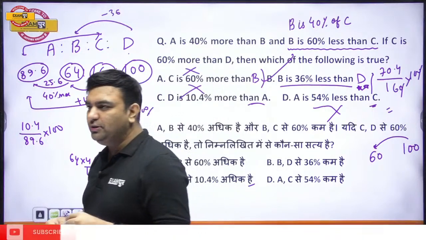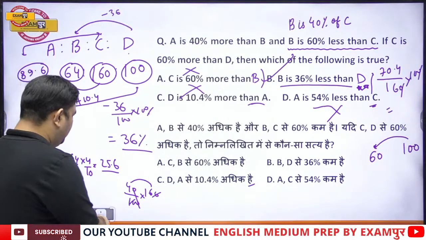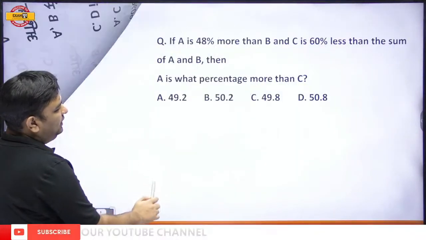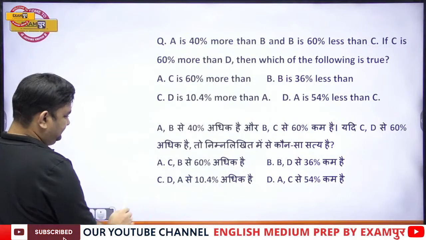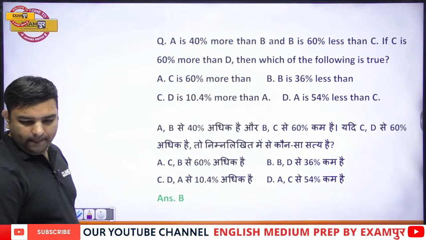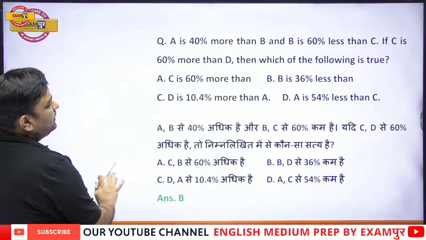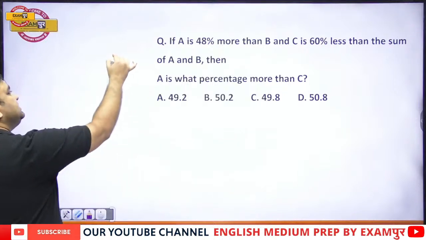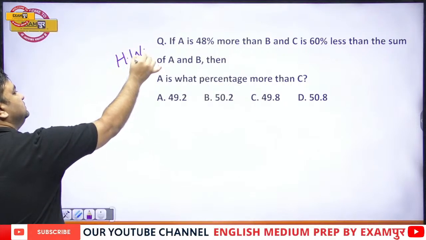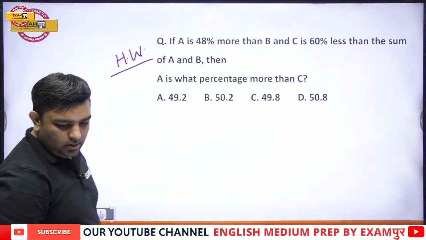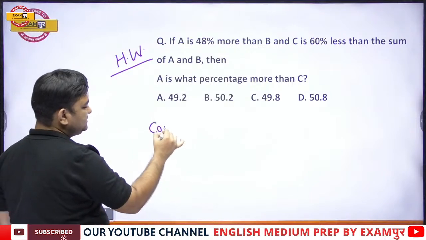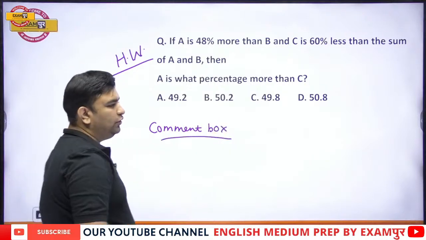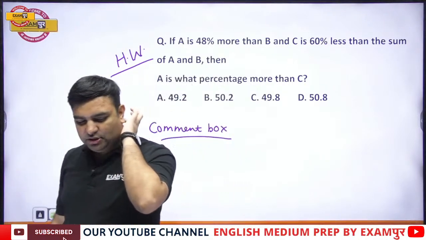Tomorrow we will also continue with percentages. Please make sure that you revise both the sessions. Here it is given as B as well; the answer was B. This is the homework for you. You have to give the answers in the comment box in the next 5 minutes only.